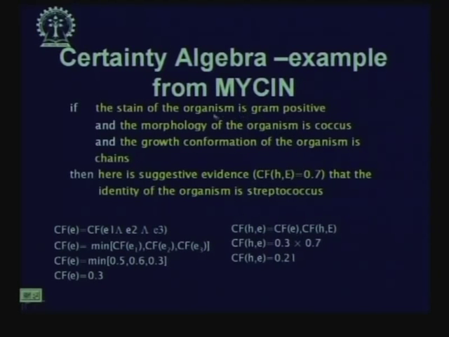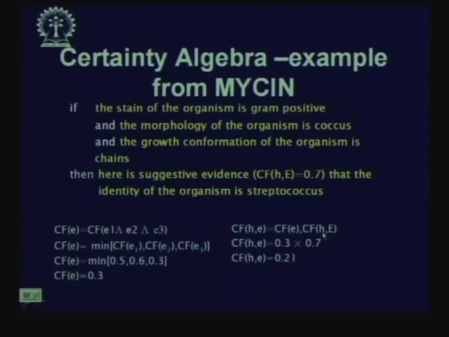Unfortunately, these have come from the stain of organism, which has been found through some test at some laboratory, and you do not have 100% confidence in that. So, you had some 0.5 confidence in this. Therefore, the strength of belief in this conclusion, that the identity of the organism is Streptococcus, has to be modified again. The certainty factor of H is the certainty factor of E times the certainty factor of H given E.